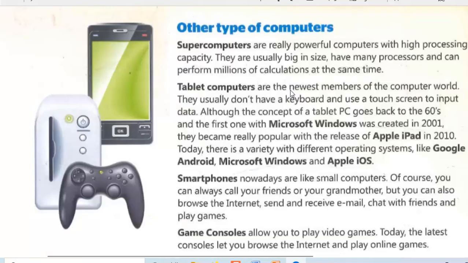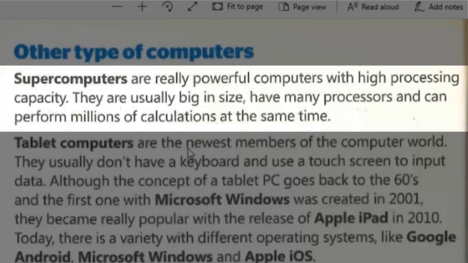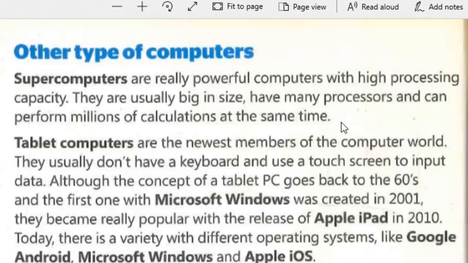Let's go through other types of computers. You have supercomputers. Supercomputers are really powerful computers with high processing capacity. They are usually big in size, they have many processors, and can perform millions of calculations at the same time. You find these types of computers in universities and research places.